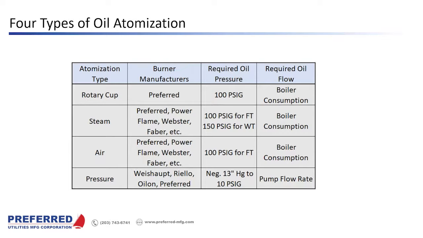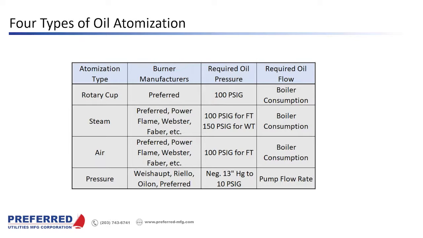Finally, pressure atomization, almost universal with the European manufacturers. And the ones we're seeing these days are Weishaupt, Riello, Oilon. I throw in Preferred, we're American, but we will do pressure atomization sometimes. And I just saw a set of drawings for a Johnston burner that wasn't doing pressure atomization. They were doing air atomization, but they included an onboard pump.